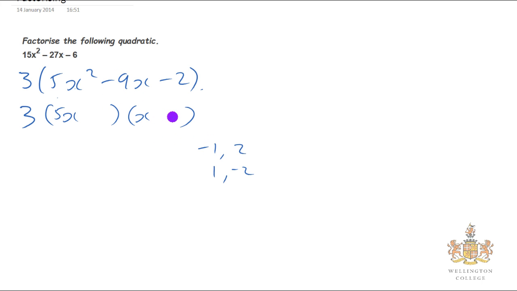So let's try minus 1 here and 2 here. Minus 1 times 5 is minus 5. 2 times x would give us 2x. So therefore that's going to add to give you minus 3x. So that one's no good.